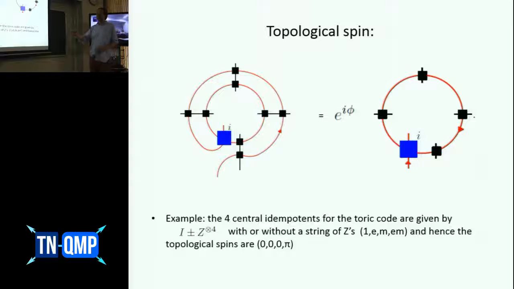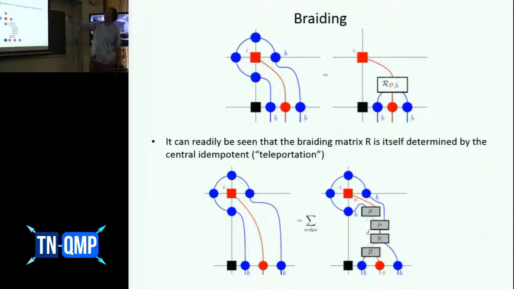So what is braiding? Braiding is, again, also very simple. You have an anyon here, and you have another anyon somewhere else, and then you make use of the algebraic properties. The picture is that I have an anyon sitting somewhere, and I take another anyon, and I want to move it through. Of course, there are many ways of doing this. You can just move it through like this.